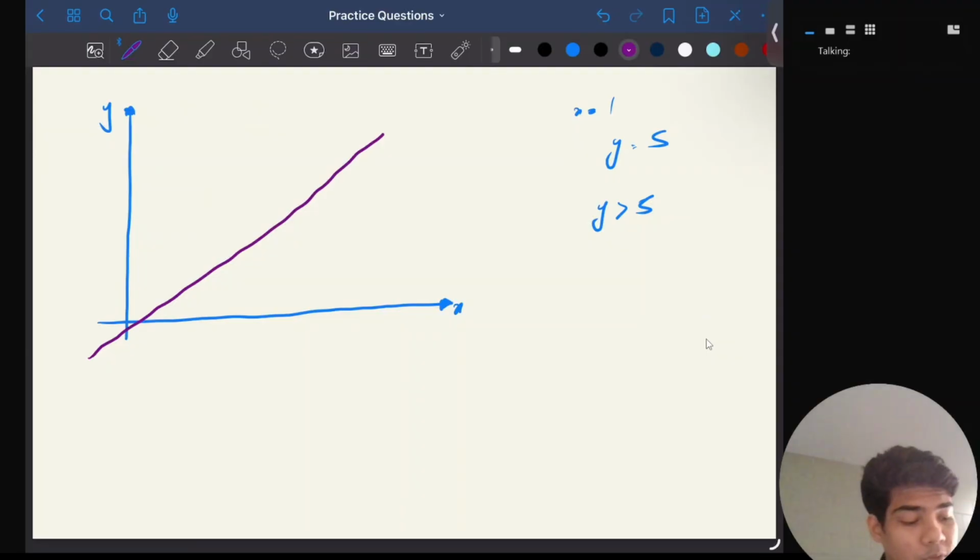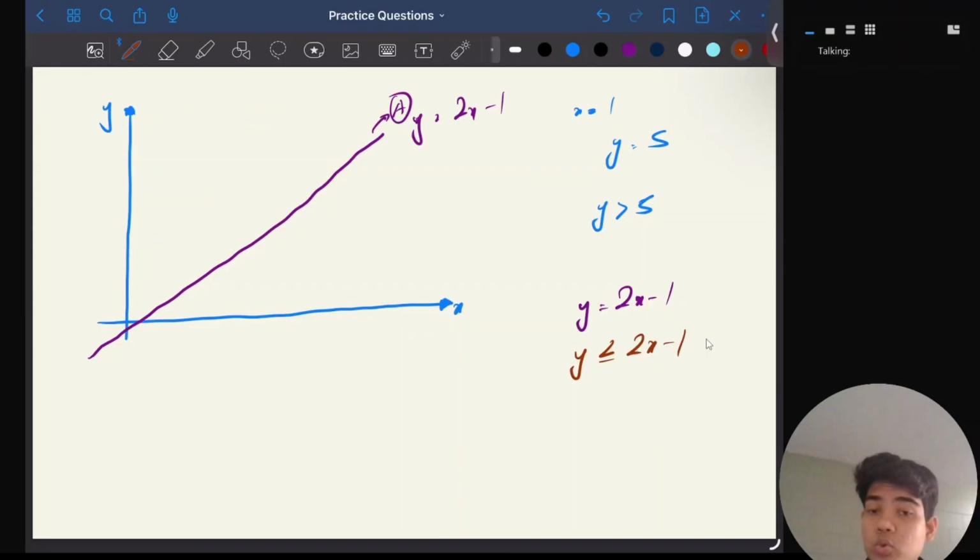ঠিক আছে? For example আমরা বলি এটার হচ্ছে a এবং এটার ইকুয়েশন হচ্ছে y is equals to, let's say this is 2x minus 1. ঠিক আছে? Now এটা আমাদের regular graph. Now what would happen if it was an inequality graph instead of a regular graph? So instead of y is equals to 2x minus 1, what if it was y is less than equals to 2x minus 1? What would we do then?